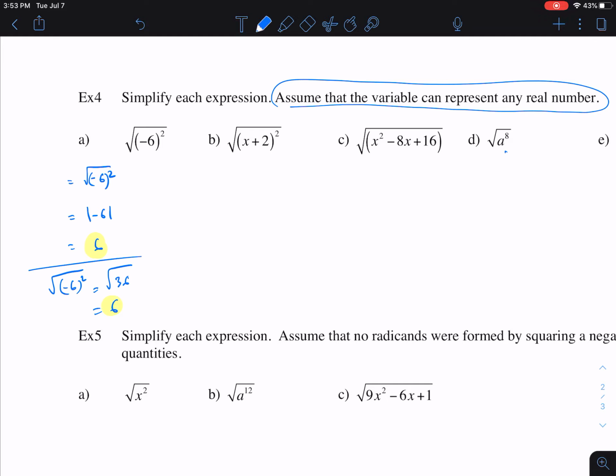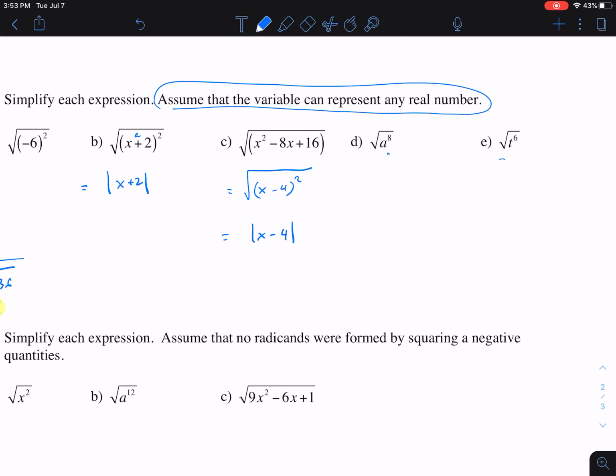If we let this here be our a inside, right? So that's the square root of a squared there. So this just becomes the absolute value of whatever a is. If a is x plus 2, then the absolute value of that is going to be the answer for this. This one is not in the quantity squared yet, so what we can do is factor it. It turns out this is a perfect square trinomial, so the square root of that is just the absolute value of x minus 4.